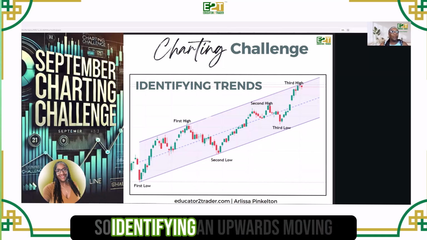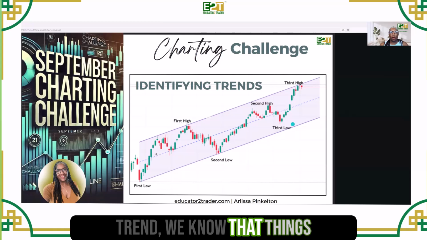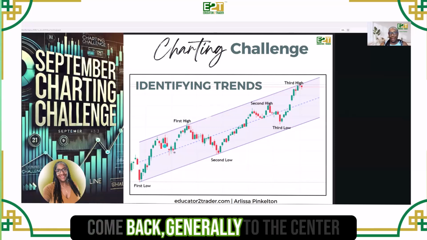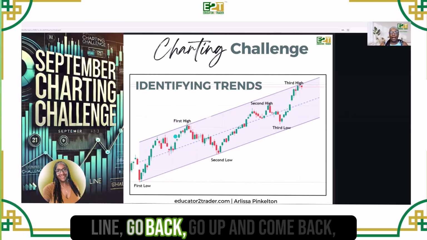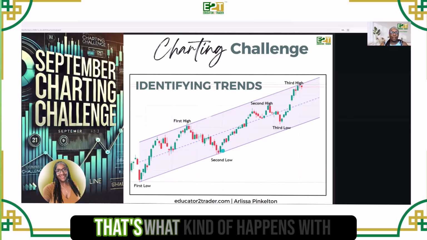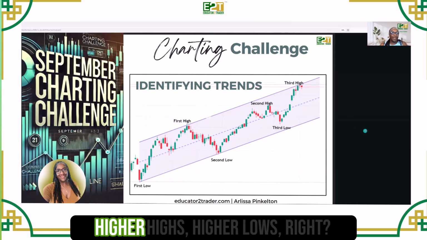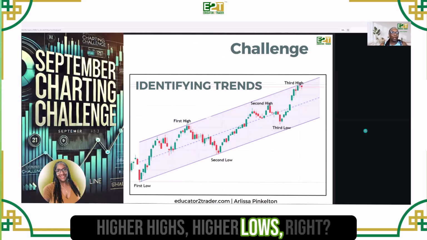All right, so identifying an upwards moving trend. We know that things generally don't go straight up forever, but they go up and they come back generally to the center line, go back, go up and come back. That's what happens with trends that are going upwards. Higher highs, higher lows, right?